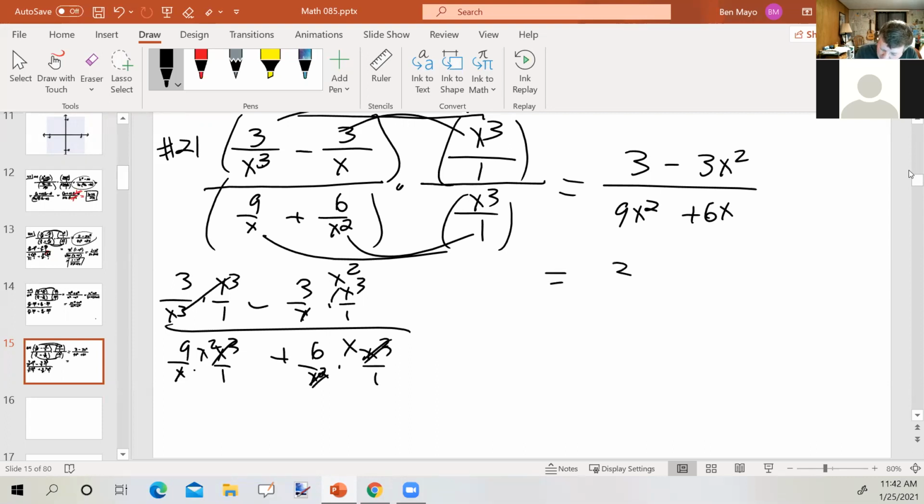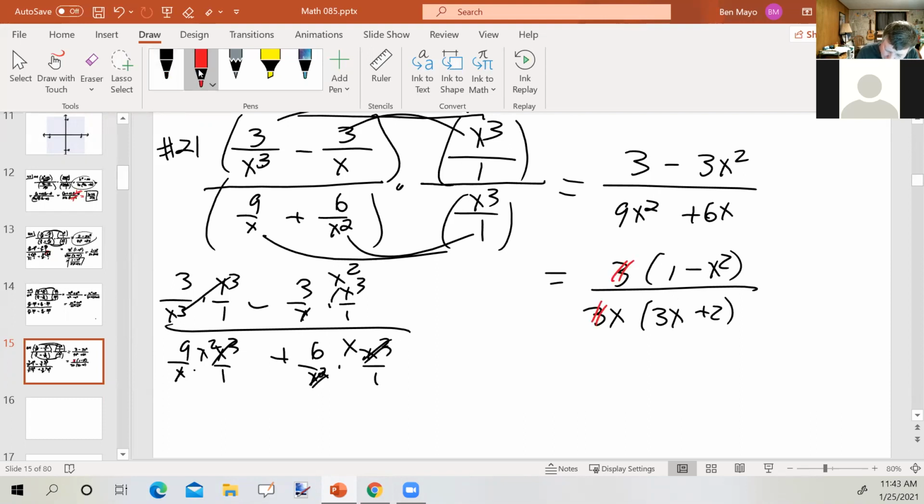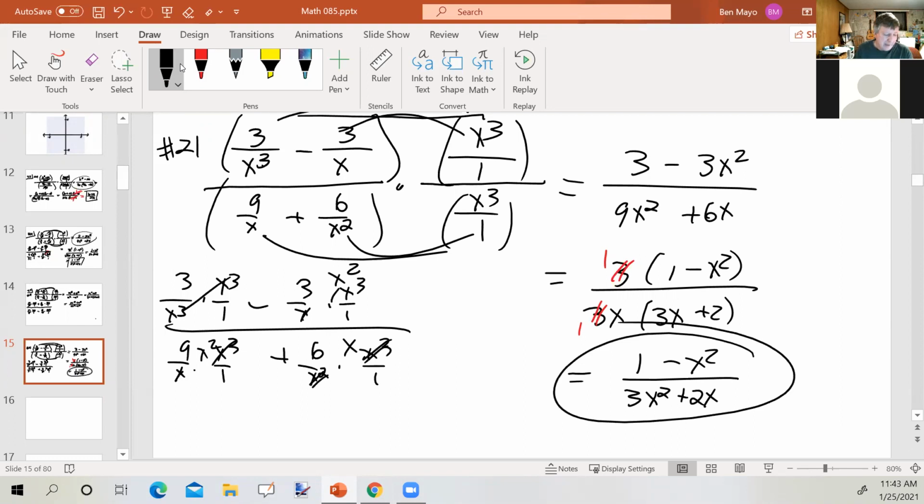I can now factor a 3 out of the numerator and a 3x out of the denominator, and then I can reduce out the 3's. The top is the difference of two squares, but the bottom doesn't factor, so I'm not going to be able to take anything else out. I'm just going to multiply it all back together, and we get that. Any questions there before we go on?